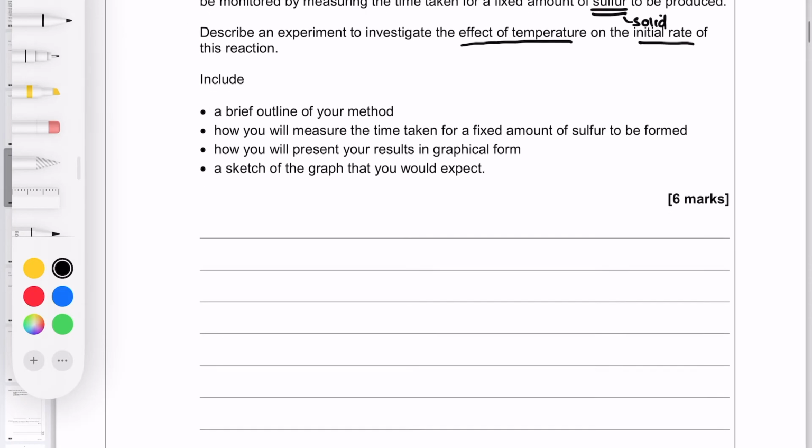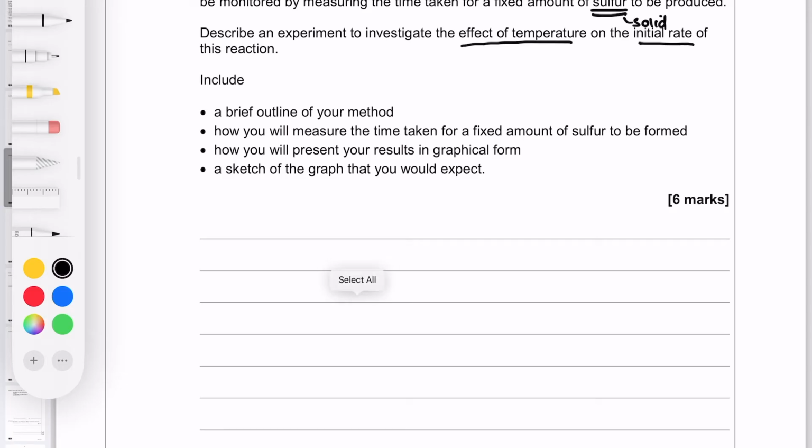So what would we do? We need to think about our variables. We're looking at the effect of temperature. So temperature is the thing that we're changing. Temperature is our independent variable. On rate, we're going to have to measure time to find rate. So time is our dependent variable. What are our control variables? What must we control in this reaction? Well, the other things that could have affected this rate would be the concentrations and the volumes of the two reactants, sodium thiosulfate and hydrochloric acid. So we need to make sure that we use the same amount of each of those every time.